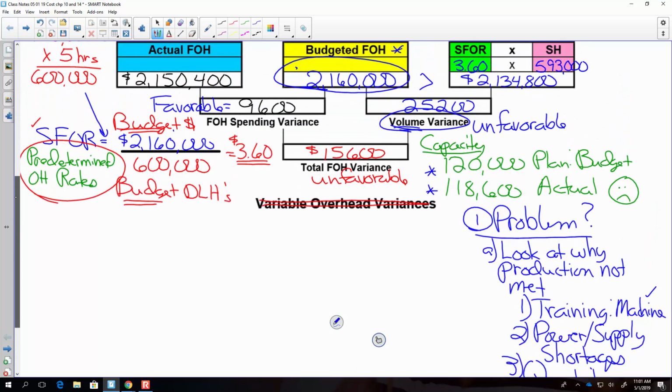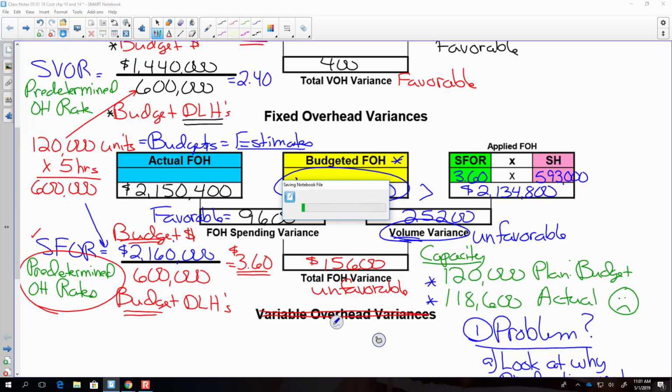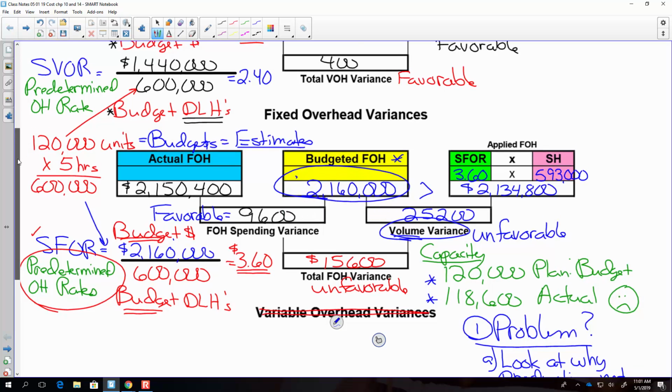Another issue we always have to be concerned about, what are budgets? All they are is estimates. Are estimates always 100% accurate? No. So even though you go to the production manager and say, what's going on, why are you not meeting the goals? Maybe the goal is set too high, right? So we always got to be careful with that. All right, just something to think about as we go through our templates here.